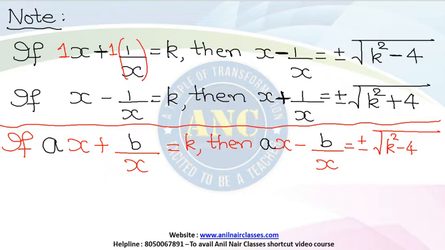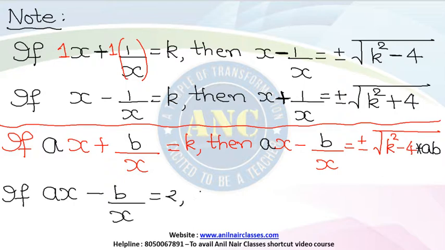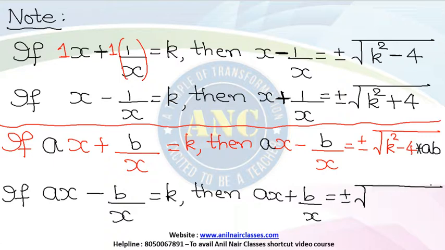When the coefficients of x and 1 by x are not 1 but a and b, this same k square minus 4 becomes k square minus 4ab. The vice versa is also true. If ax minus b by x is equal to k, then I can find the reverse, ax plus b by x, which is once again plus or minus square root of k square minus 4.